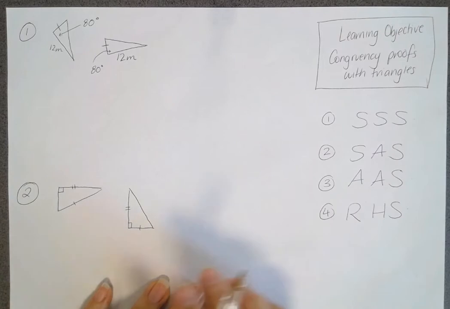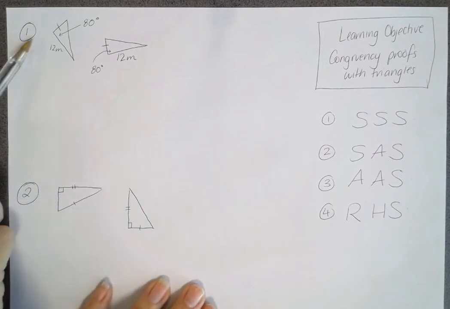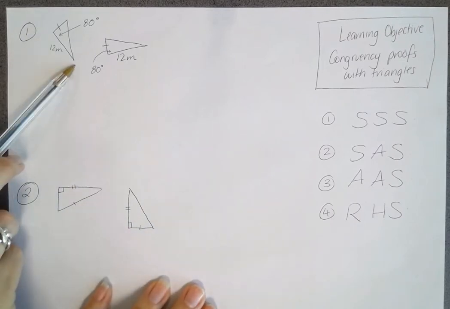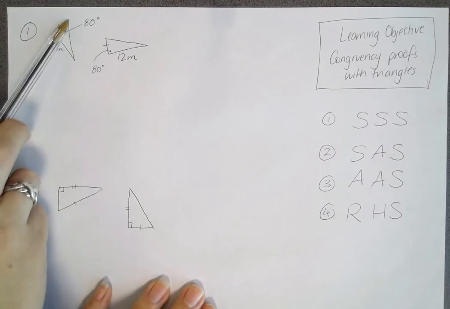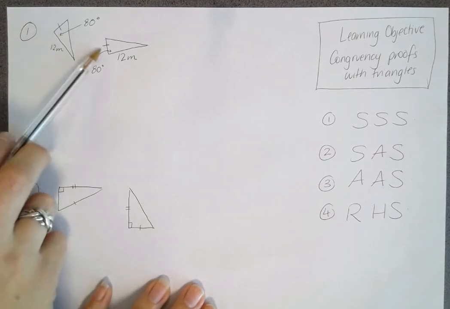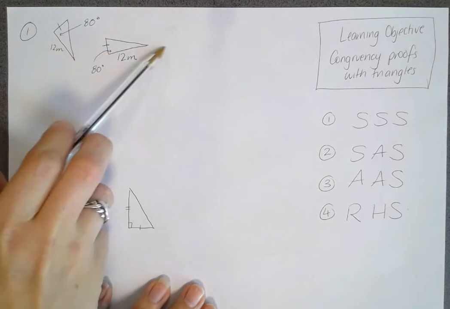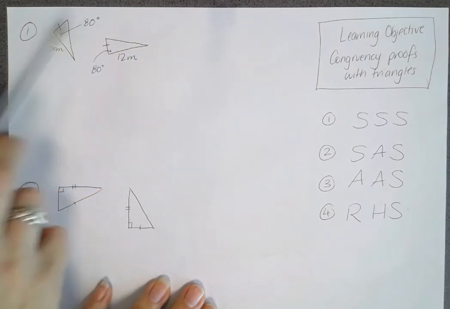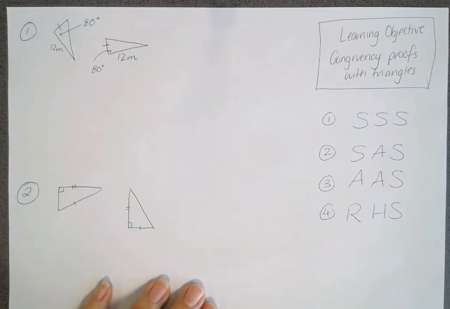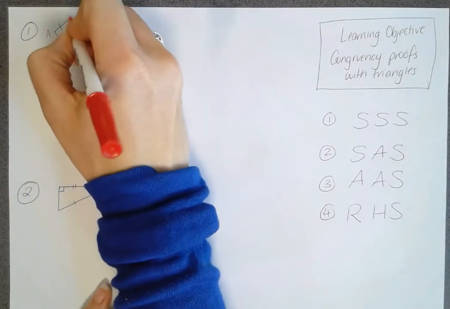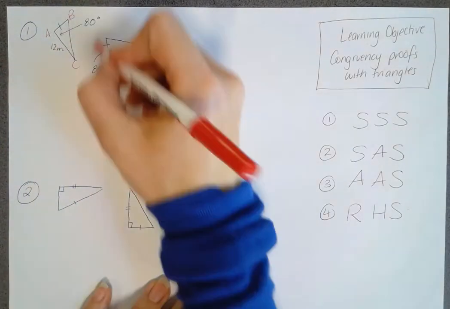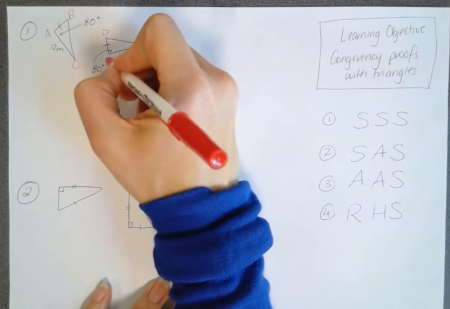Okay, let's do our first pair. So our first pair, we can see we've got a side with 12. We've got a side with a dash, and then we've got an angle in here. On this second one, we've got an angle, a 12-meter side, and one with a dash as well. Let's start by labeling them so we can do this accurately. So let's go A, B, C, and then D, E, F.